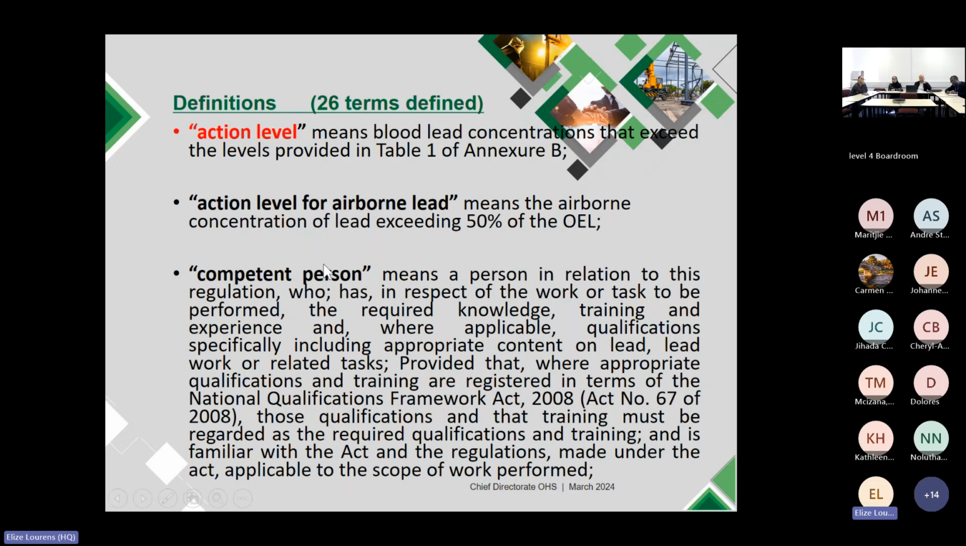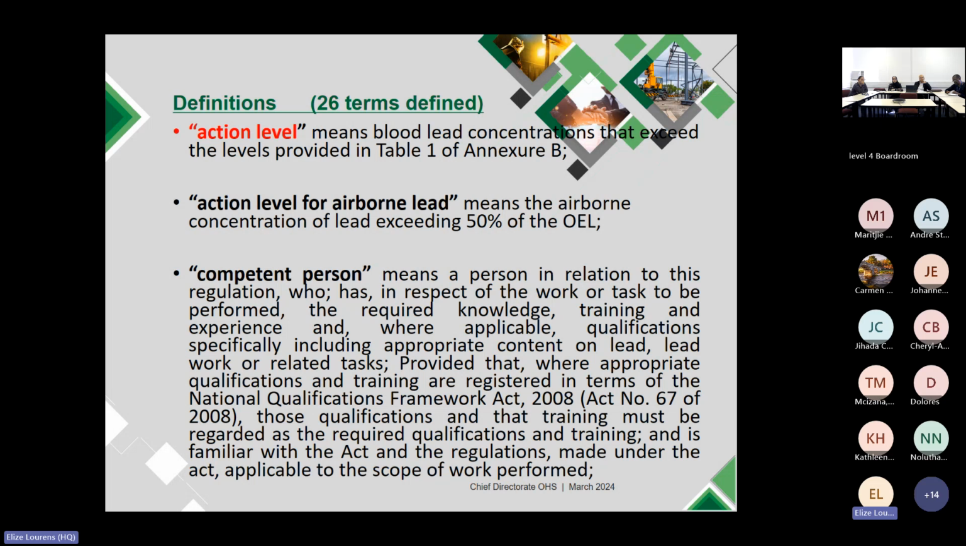Moving on to the first section of the regulation, which is always, in all our regulations, the definitions. There are 26 definitions in the proposed draft lead regulation. There are a few new ones. So I'm just going to look at a few new ones and then specifically look at those that have an impact on health, or as we said, on the medical screening and surveillance.